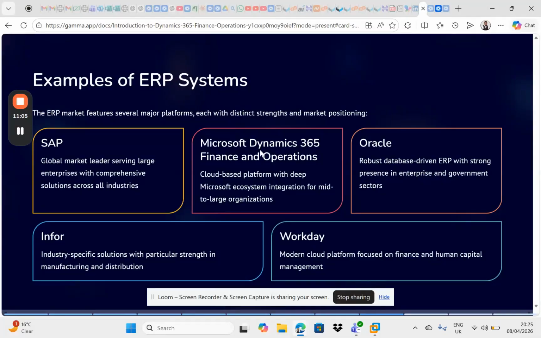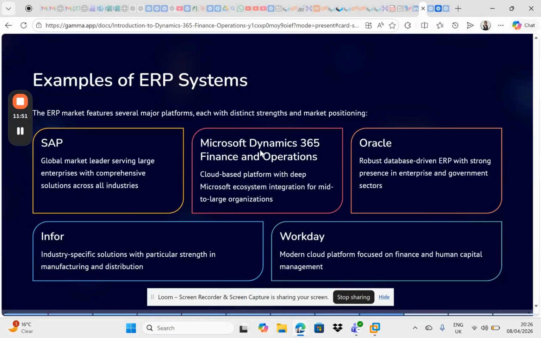SAP, you mostly see SAP HANA. This is mostly used by very global market leaders, enterprises, with comprehensive solutions across all industries. It's a very composite ERP system that is mostly used by manufacturing companies. I think Dangote uses SAP. Dangote Cement uses SAP, and some of these major production companies use SAP.